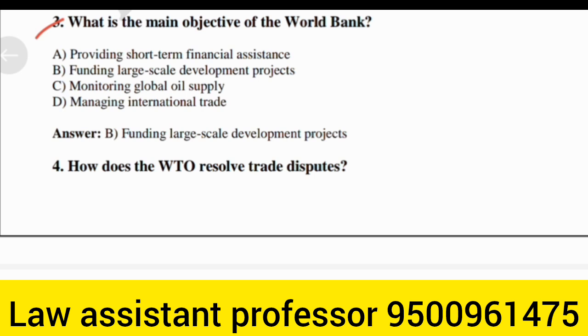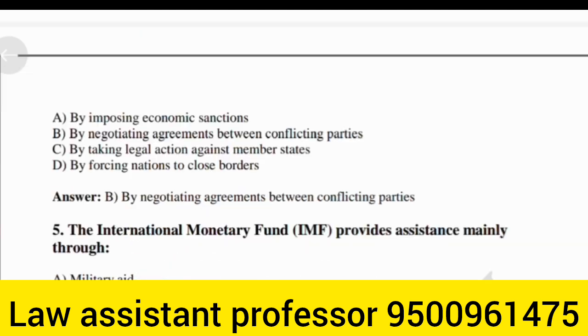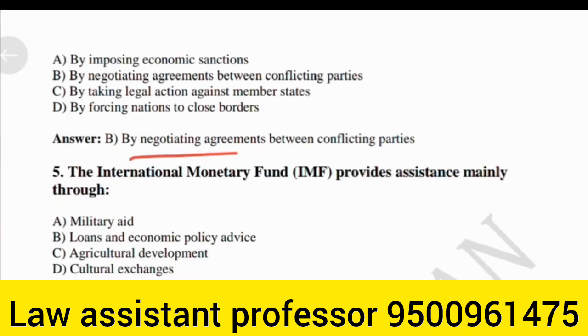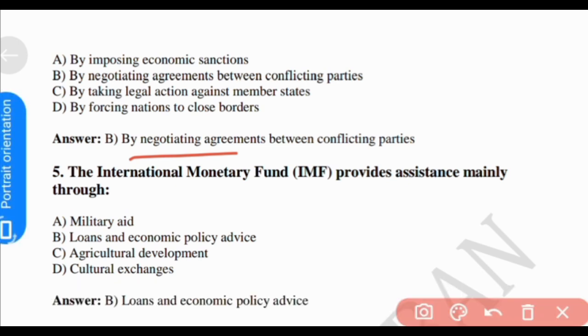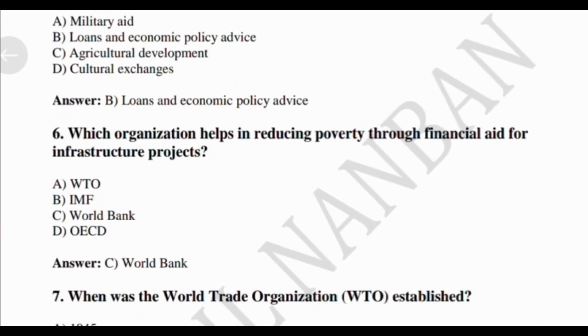What is the main objective of the World Bank? Funding large-scale development projects. How does the WTO resolve trade disputes? By negotiating agreements between conflicting parties. The International Monetary Fund provides assistance mainly through loans and economic policy advice.